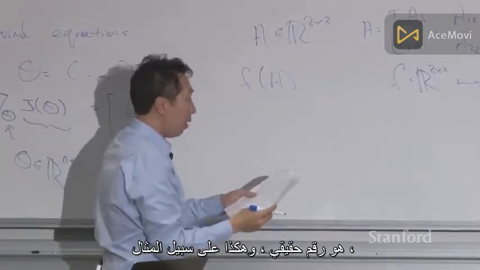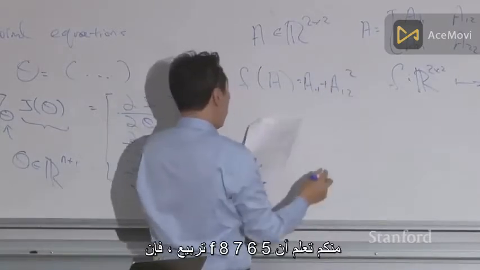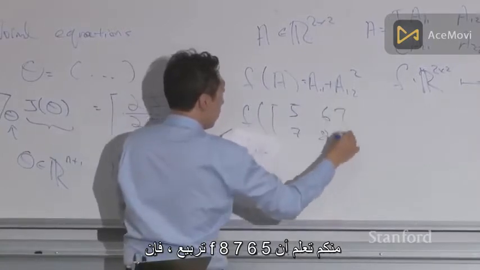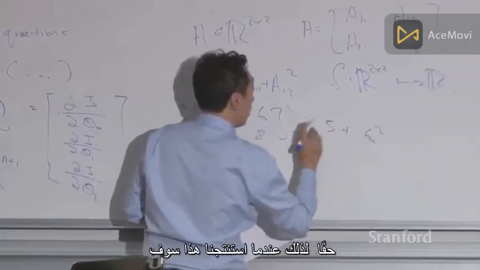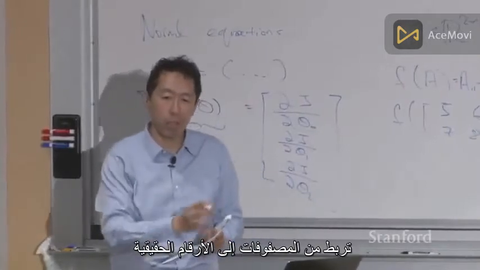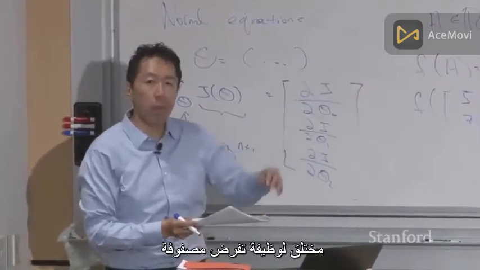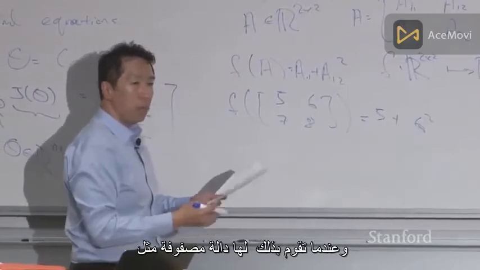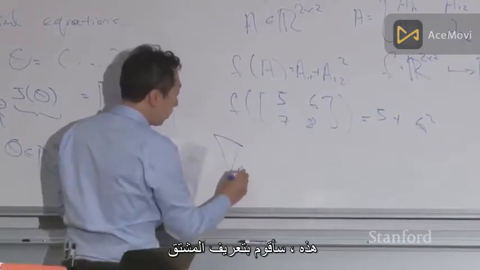So, for example, if f of A equals A11 plus A12 squared, then f of 5, 6, 7, 8 would be equal to 5 plus 6 squared, right? As we derive this, we'll be working a little with functions that map from matrices to real numbers. This is just one made-up example of a function that inputs a matrix and maps the values of the matrix to a real number.